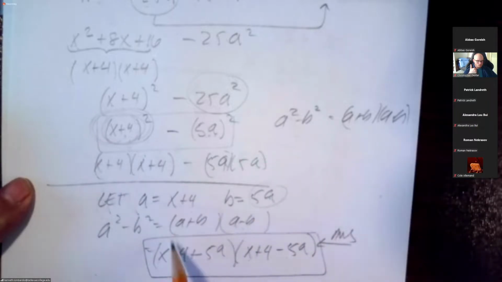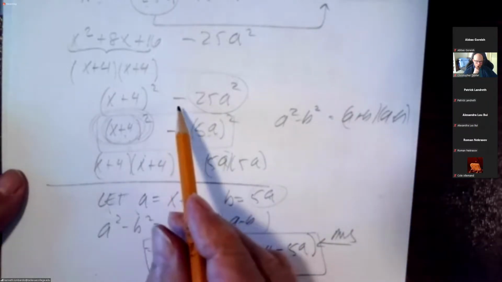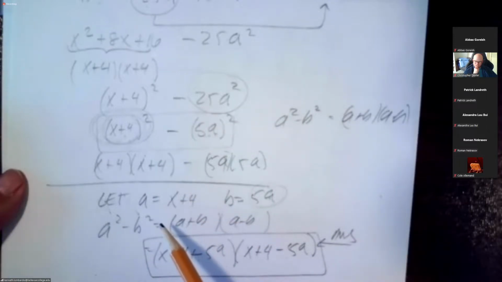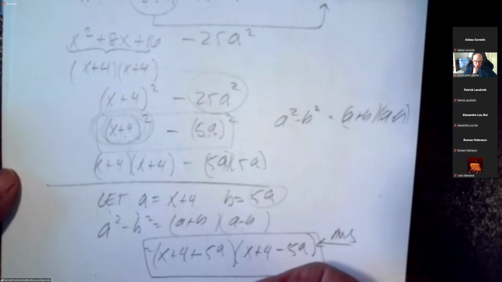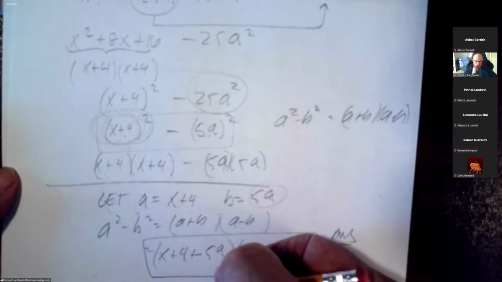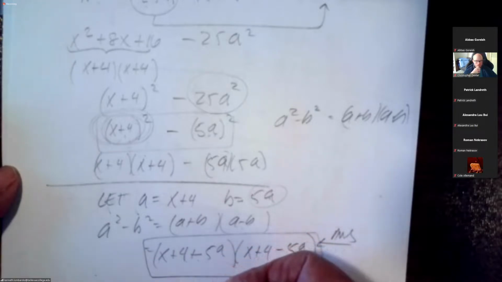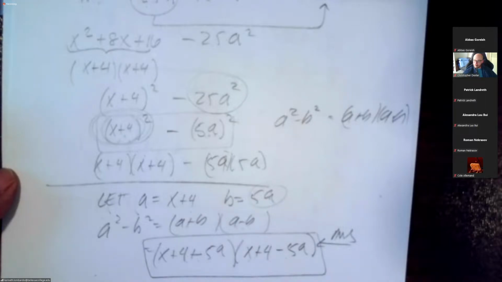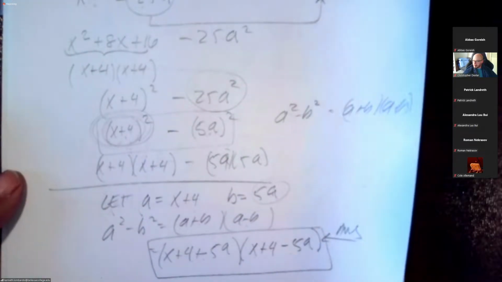That makes sense, what we did there? Same concept we were using before. We're just using different values. Okay? Other questions? Okay.